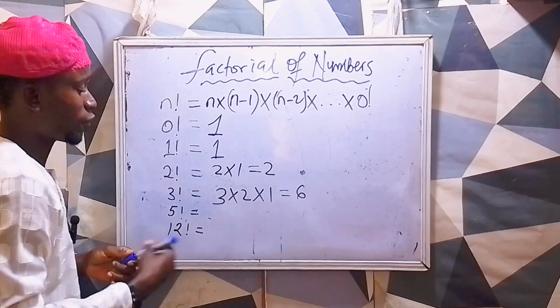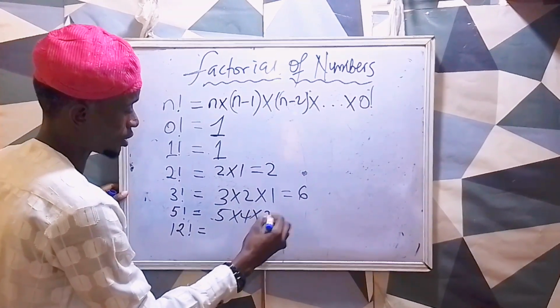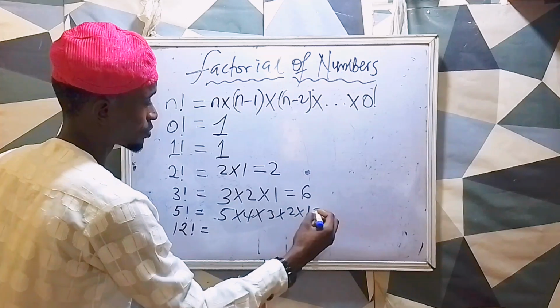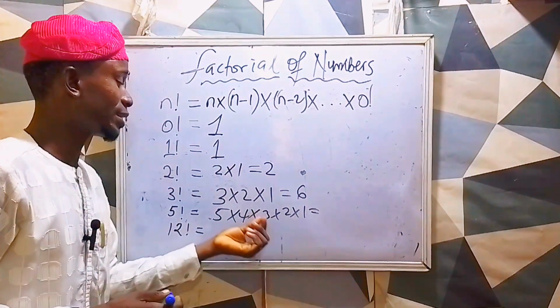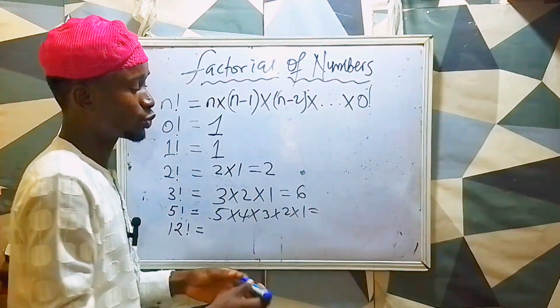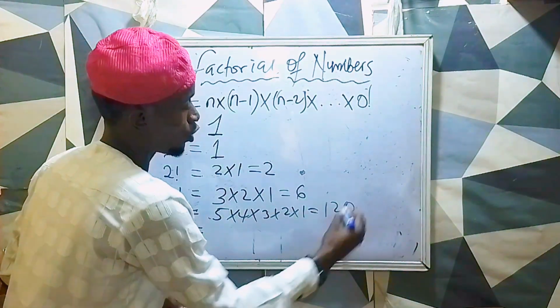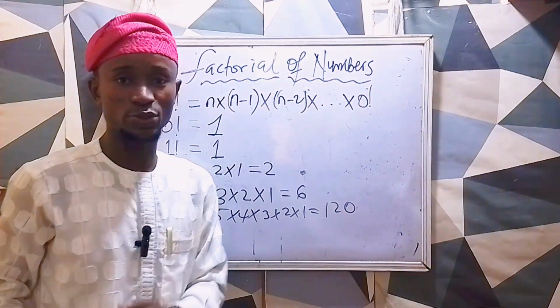So we have 5 factorial. 5 factorial: 5 multiplied by 4, multiplied by 3, multiplied by 2, multiplied by 1. So 5 multiplied by 4 is 20. 20 by 3 is what? 60. And we have by 2 is what? We have 120. So here we have 120. So 5 factorial is 120.